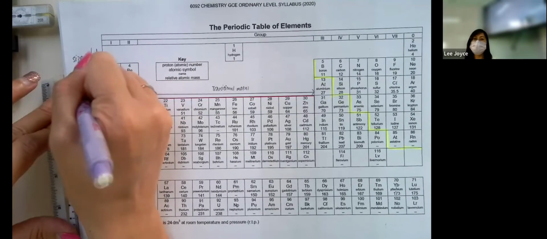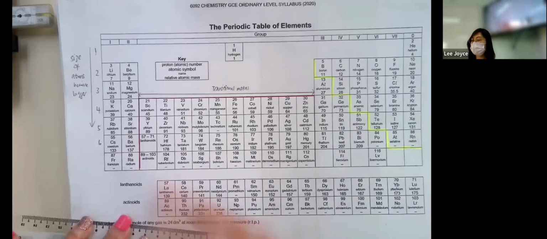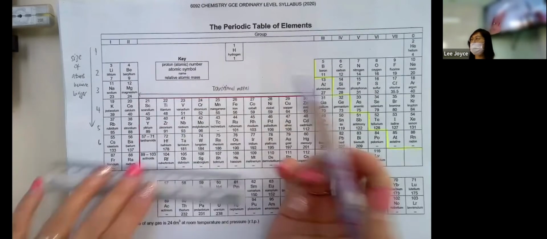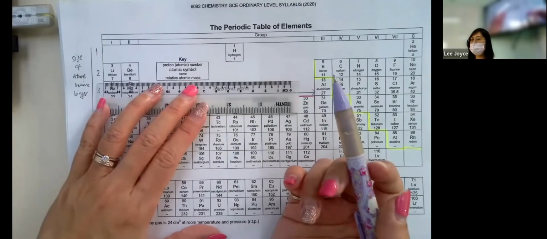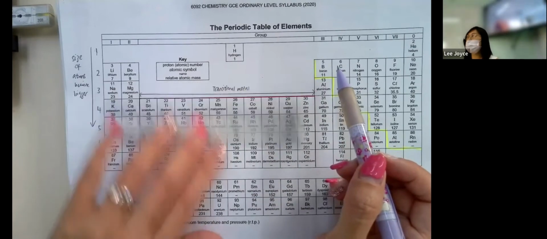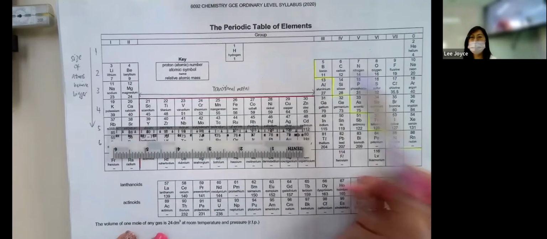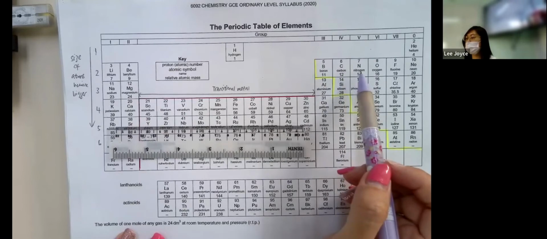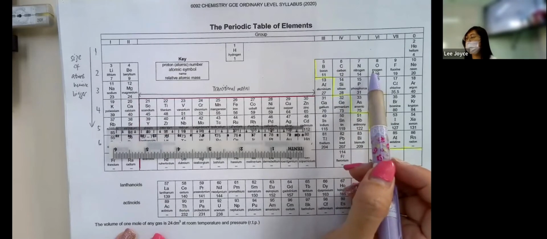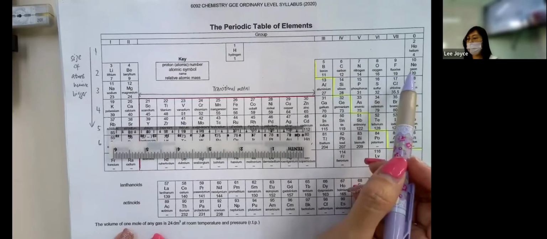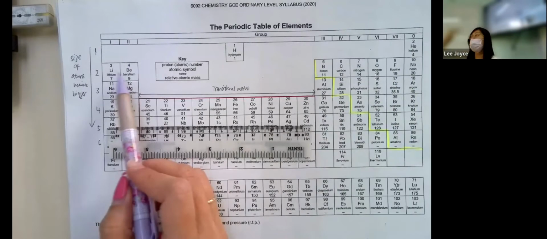Right, now what about the size of the atoms across the period? So across the period means what? That means if I were to take one of these rows as an example, from lithium to beryllium, to boron, carbon, nitrogen, oxygen, chlorine, and neon, all right? Across the period means from left to right.